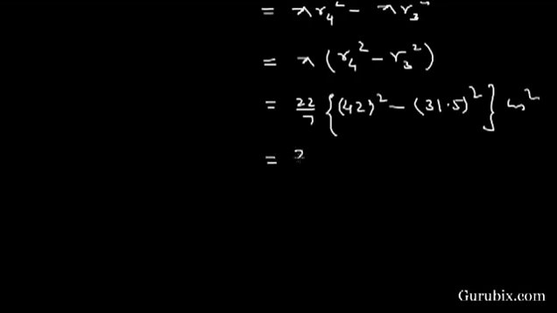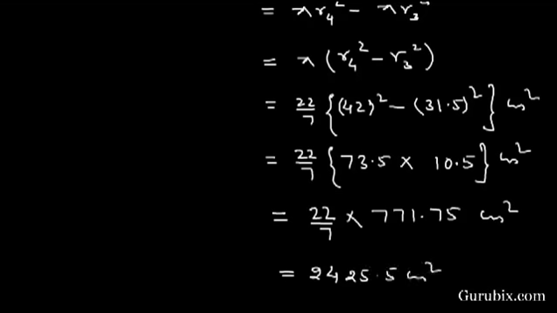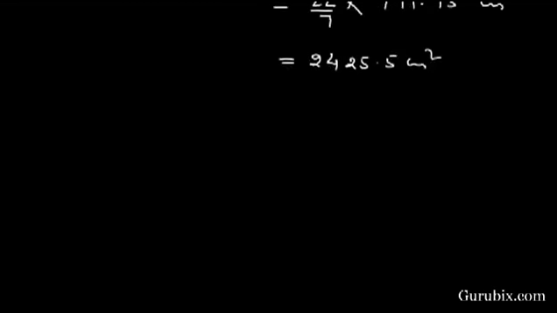So this is equal to 22/7. We can apply the identity a square minus b square is equal to a plus b times a minus b. Here it will be 73.5 times 10.5 centimeter square, and this value is equal to 22/7 times 771.75 centimeter square, and this value is equal to 2425.5 centimeter square.